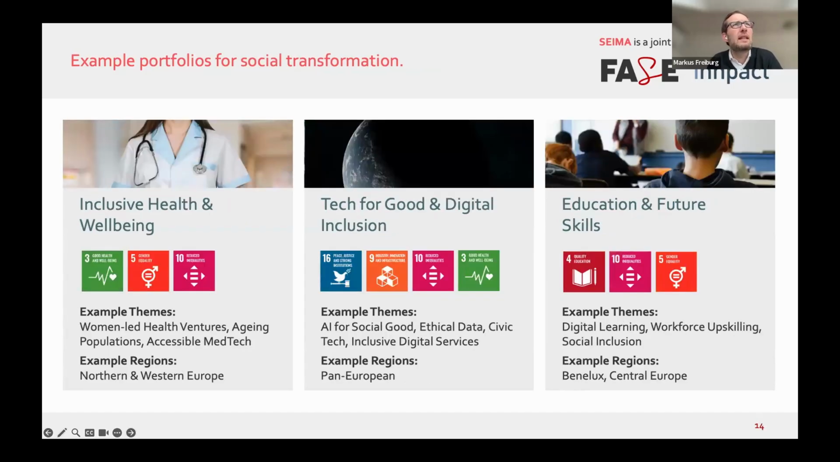If you look on the social, on the people side, there could be topics like inclusive health and well-being, where we look for impact ventures with a dedicated impact on, let's say, women-led health ventures, aging populations, or accessible medtech. That could be one direction. There could also be interest to set up a compartment for tech for good and digital inclusion. So more around AI for social good, ethical data, civic tech, or inclusive digital designs, and have that implemented across Europe. And last but not least, there could also be a compartment that is focused on education and future skills. So focusing on SDGs 4, 5, and 10, where we would focus on digital learning, workforce upskilling, and social inclusion. So you really see it is very flexible how we could implement those structures. And it really depends on what the investor appetite is for these type of structures.